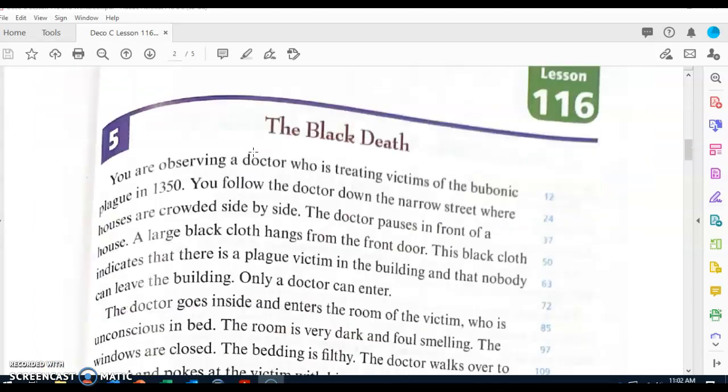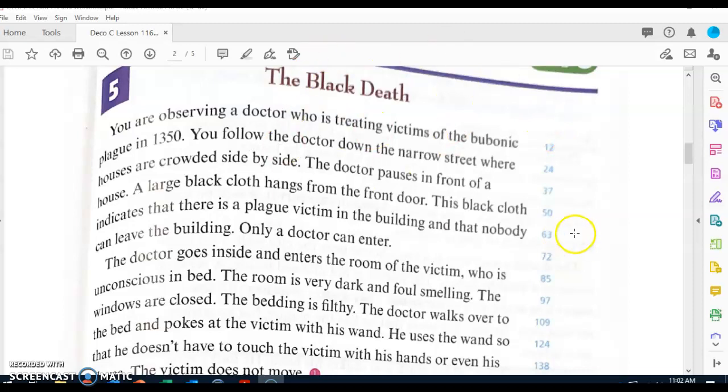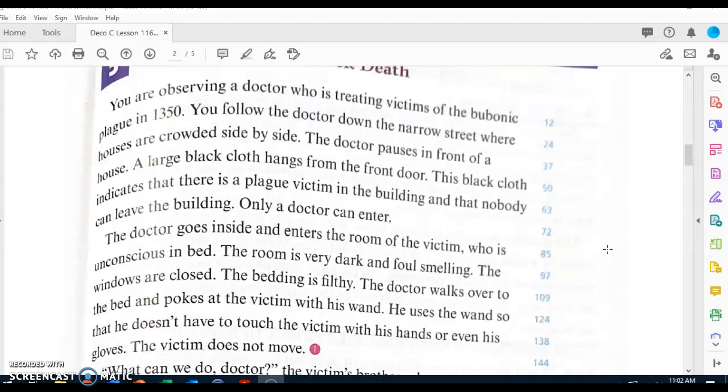Let's go ahead and begin with part 5. The title of the story is The Black Death. Make sure we follow along. Pay close attention. You are observing a doctor who is treating victims of the bubonic plague in 1350. You follow the doctor down the narrow street where houses are crowded side by side. The doctor pauses in front of a house. A large black cloth hangs from the front door. This black cloth indicates that there is a plague victim in the building and that nobody can leave the building, only a doctor can enter.